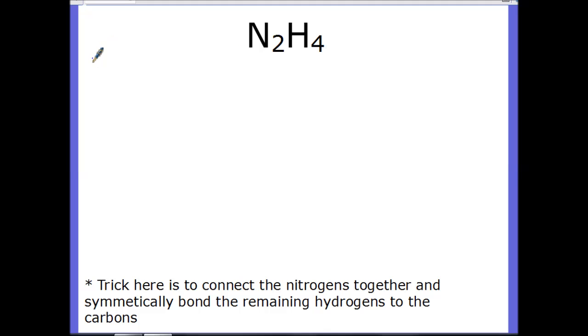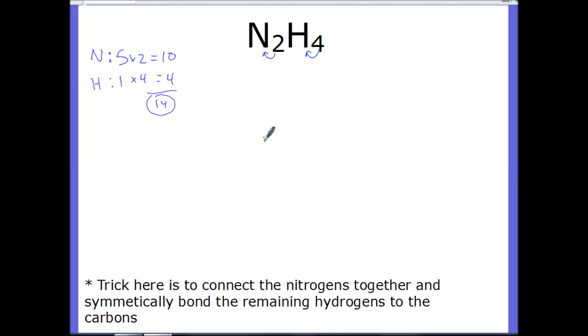N2H4. Alright, so nitrogen has 5 valence electrons, and there are 2 of them. So I'm going to have 10 from the nitrogens. And from the hydrogens, each one has 1, but there are 4 of them. Remember, the 2 tells me I have 2 nitrogens, and the 4 tells me I have 4 hydrogens. That gives me 4, and that gives me a total of 14 valence electrons that I need.